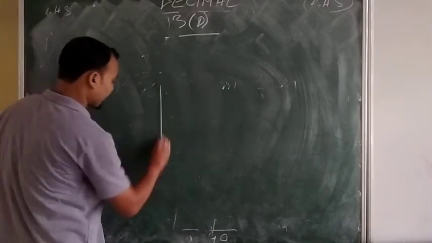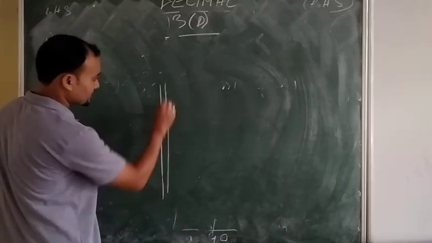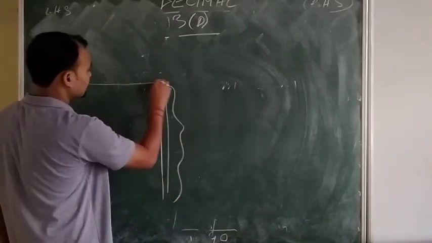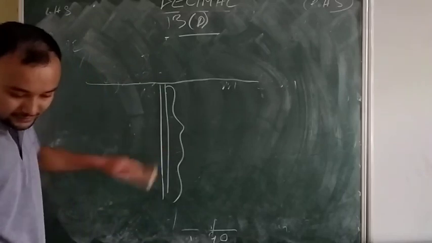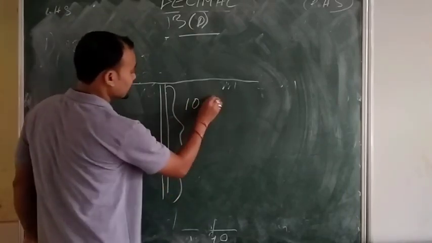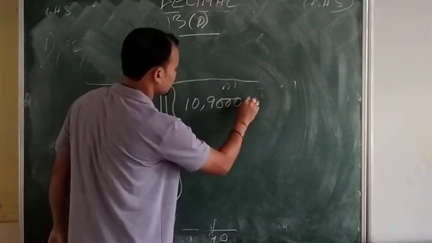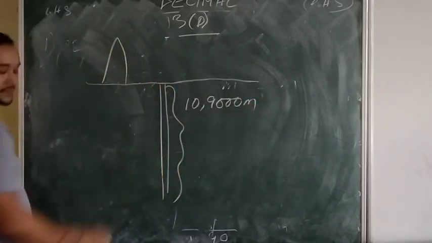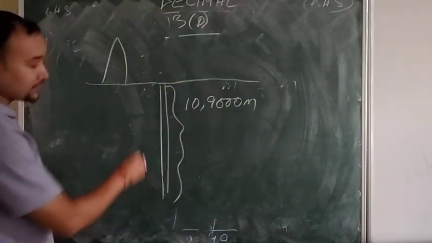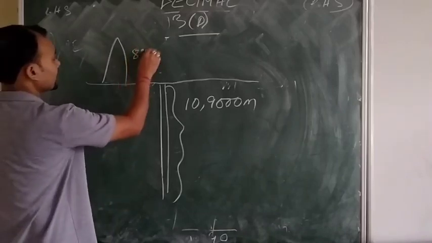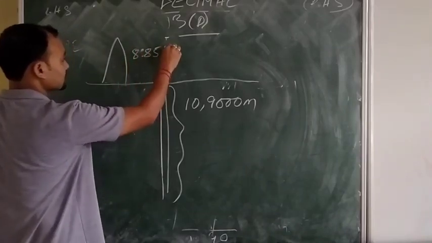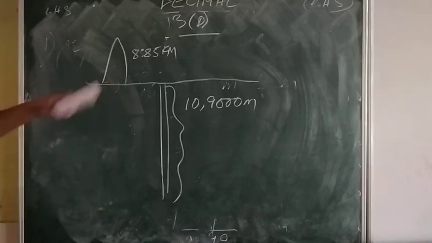Okay. Mariana Trench is there. It is deep. This is the sea level. It is 10,900 meters deep. Sorry, 900 meters. And this is our Mount Everest. It is saying Mount Everest is 8.85 kilometer. Which one is bigger?